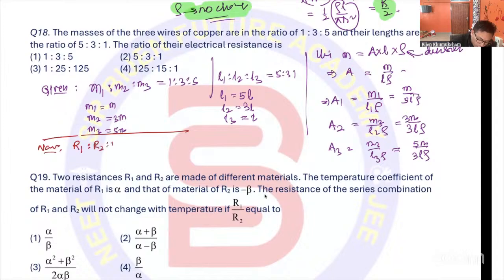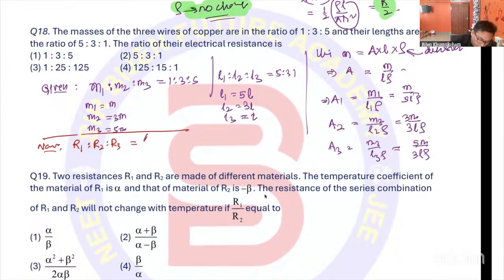Then the resistance ratio R1, R2, R3. Resistance is rho L by A. Let us not write rho here, because resistivity and density will get confused. So by just ignoring the resistivity, what we can write is L by A. In the ratio, the common terms will be cancelled out. So we can write like this.